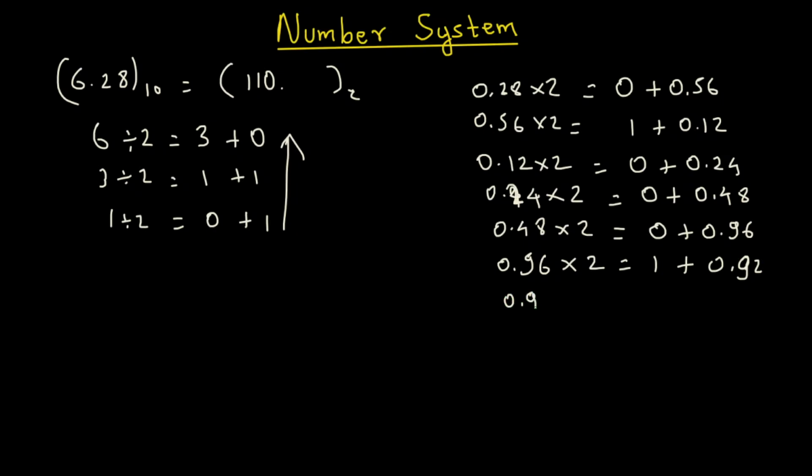Then 0.92 multiplied by 2 is 1.84, so 1 plus 0.84. Then 0.84 multiplied by 2 is 1.68, so 1 plus 0.68, and you see it keeps on going. It seems like it's not going to end soon.